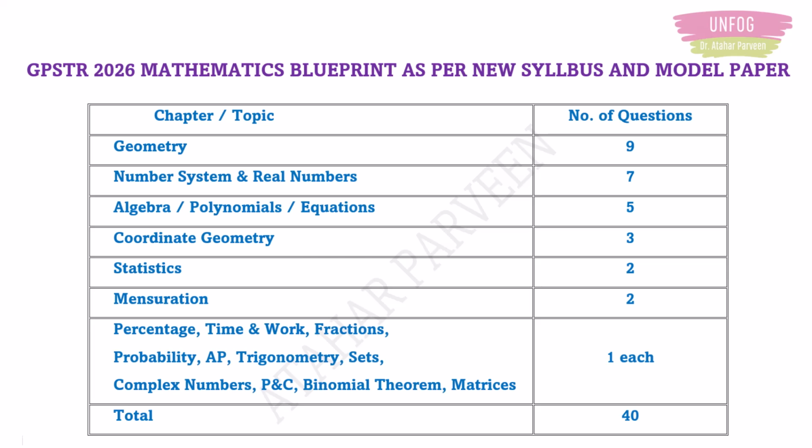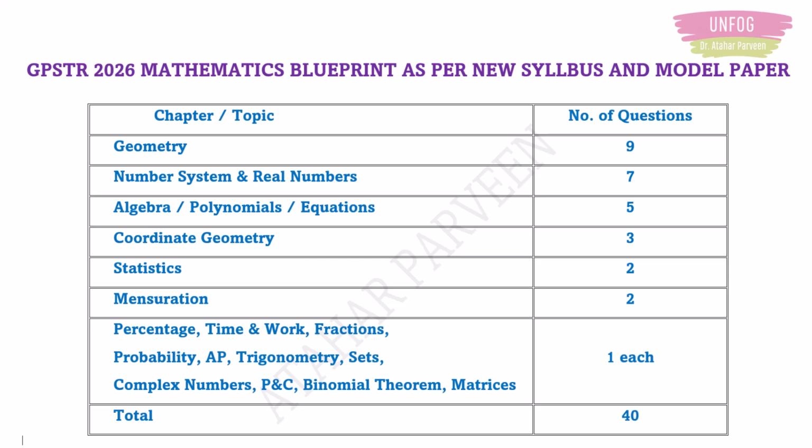As per the model question paper, and by comparing the old question paper, the old syllabus and the new syllabus, we have come to this blueprint. According to this blueprint, you can expect around 9 questions from the geometry chapter, and around 7 questions from number system and real numbers. Two to three questions up or down may be there. We cannot tell exactly, but this is the most probable question paper blueprint.